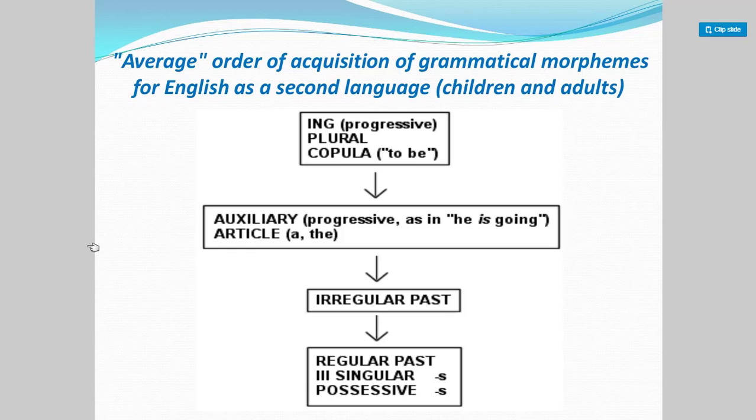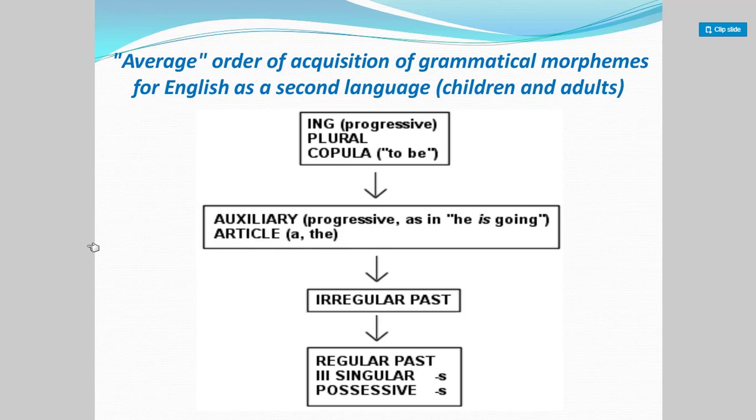So we're going to learn, for example, first the ing, so how to use the progressive form. Then we're going to use the plural forms. Then the verb to be. Then the auxiliaries. Then the articles. Then the regular past. After that, the irregular past. And then the third person singular. And then the possessive with the final S. So this is going to be something like a structured way for the students to learn, right?